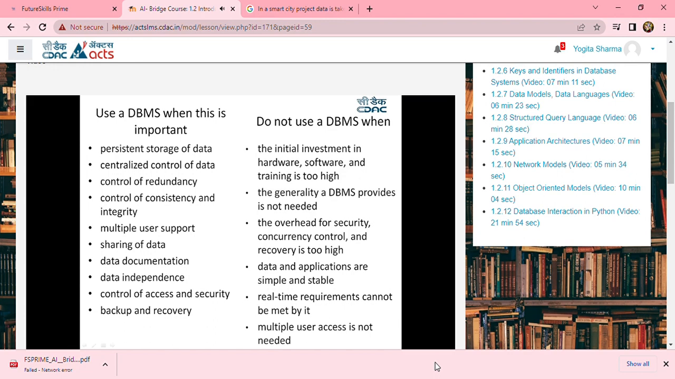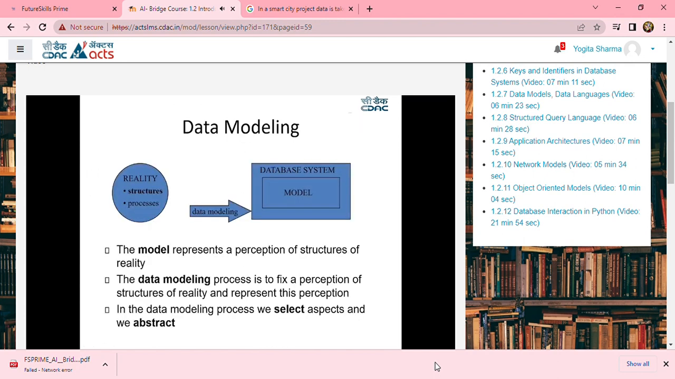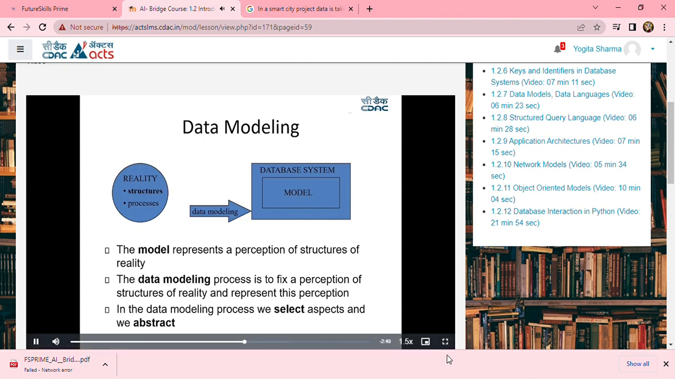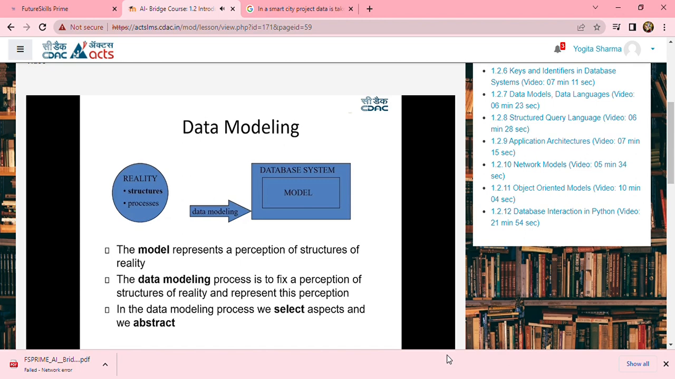So I do have multiple user accesses not needed. I'm the sole proprietor of this particular firm, and I'm the one who is using the data. Hence, in such a case, do not go ahead with the database management systems. Now, under this database management system, we have seen that there are two things: one is the data manipulation part, the other is the data definition language part.